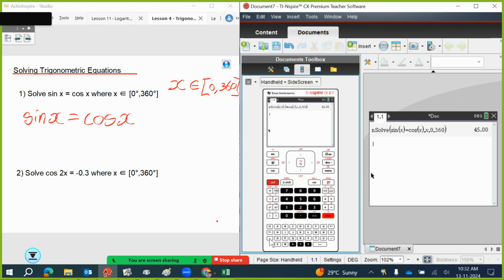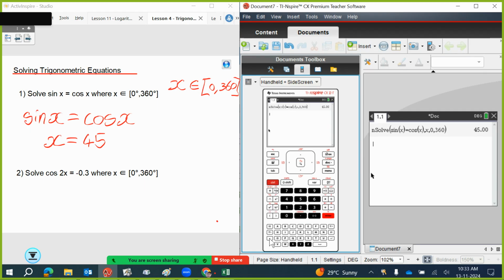AISL, you need to learn what AISL does. AISL will give you the answer closest to 0. Or if you've given it an interval like this one, it will give you an answer closest to 0 in that interval. So if there's another answer, it will be bigger than 45.